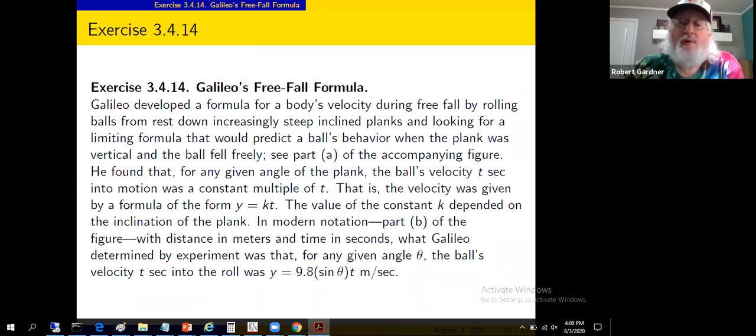So velocity is a constant multiple of t. In symbols, we'd write, using what the book has, that the velocity was represented by k times t for some constant k. The value of constant k depended only on the inclination of the plank. It'll depend on the angle theta, as we'll see. In modern notation, with distance in meters and time in seconds, what Galileo determined by experiment was that for a given angle theta, the ball's velocity t seconds into the roll was y equals 9.8 sine theta times t meters per second. We're measuring velocity here.